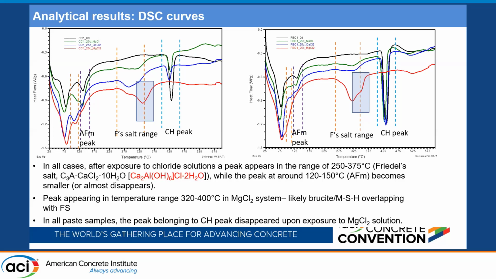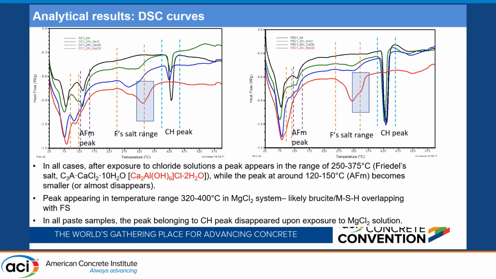Also, in both cases, after exposure to sodium chloride and calcium chloride, a reduction of the CH peak occurs. In the case of FBC, maybe we cannot resolve it in more detail because it already has a higher amount of calcium hydroxide at the beginning. If we move to the magnesium chloride exposure, we can see that this peak started to squeeze into the higher temperature side.